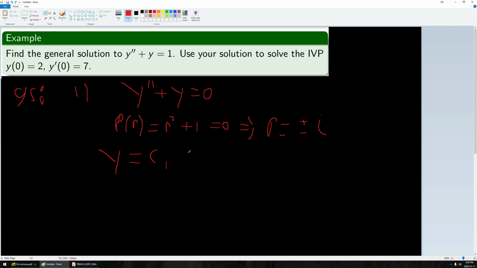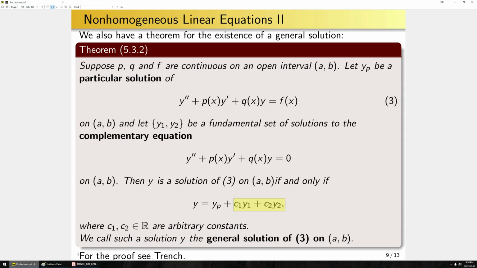And then in terms of the trig terms, here I would have c1 cosine of x, and then plus a c2 sine of x, okay? So there's no exponential bit to this because the real part was equal to 0. Okay, so now that bit's done.